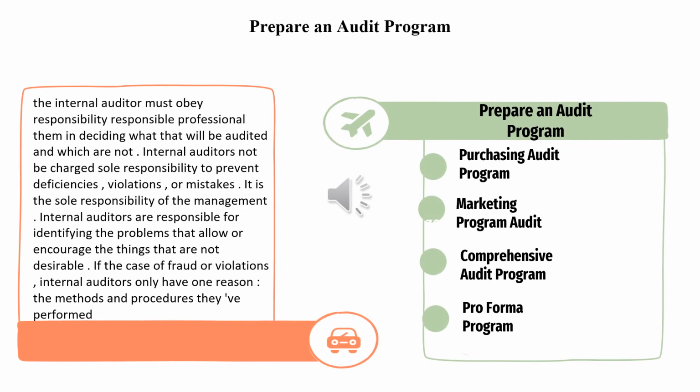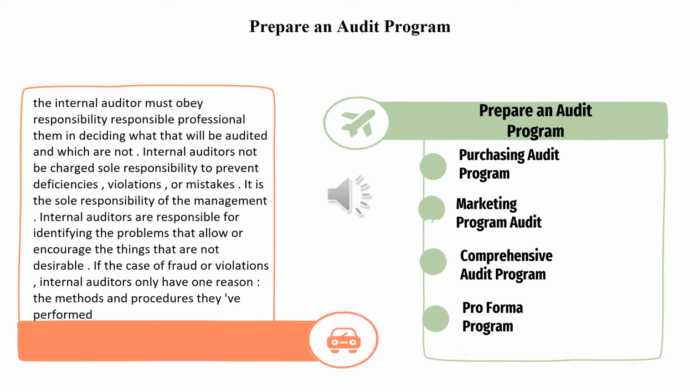An audit program. The internal auditor must be a responsible professional. They may decide what will be audited and what will not. Internal auditors are not charged with sole responsibility to prevent deficiencies, violations, or mistakes. That is the sole responsibility of management. Internal auditors are responsible for identifying the problems that allow or encourage undesirable things. In the case of fraud or violations, internal auditors only have one defense: the methods and procedures they have performed.